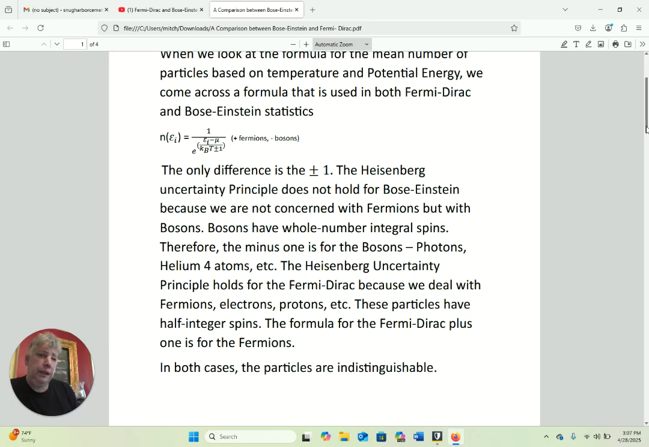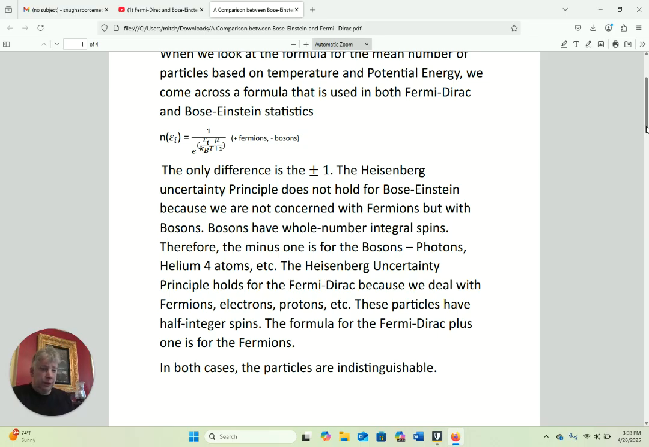Let me go through a few things with the Heisenberg uncertainty principle. It does not hold for Bose-Einstein because we are not concerned with fermions but with bosons. Bosons have whole number integral spins, therefore the -1 is for the bosons. Examples of bosons would be photons, helium-4 atoms, etc. The Heisenberg uncertainty principle does hold for Fermi-Dirac because we're dealing with fermions: electrons, protons, etc. And these particles have half-integer spins.